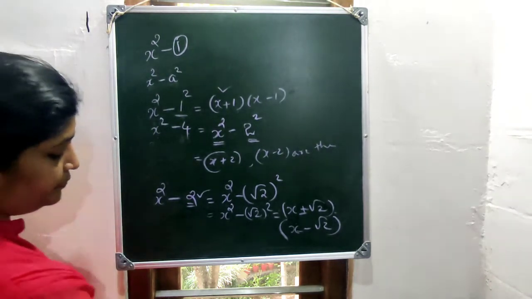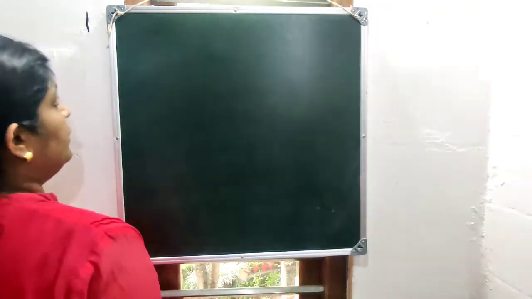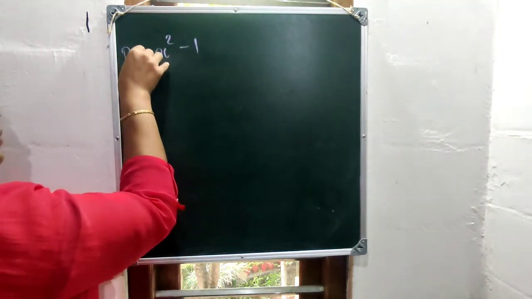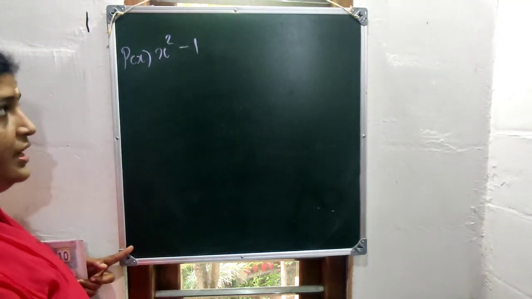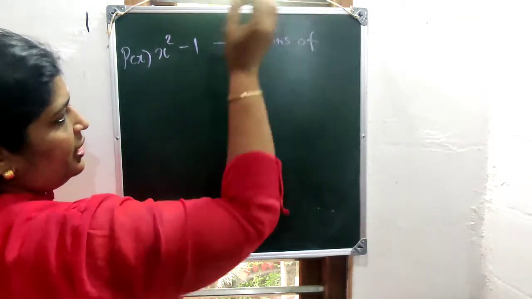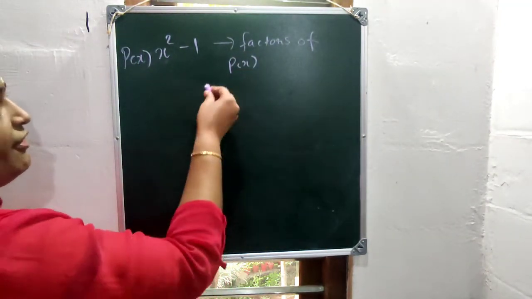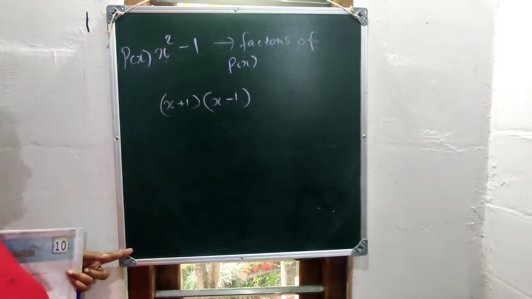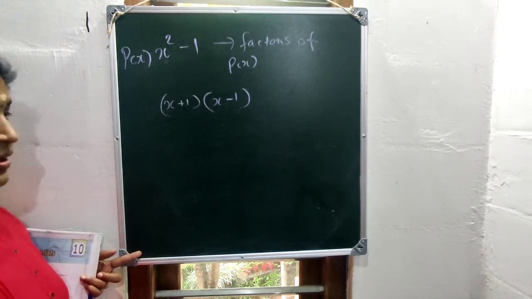Okay, so here we have a polynomial x square minus 1. I am going to take this polynomial as p of x. p of x is equal to x square minus 1. Then which are the factors of p of x? We know that for the polynomial x square minus 1, the factors are x plus 1 and x minus 1, right? x plus 1 and x minus 1 are the factors of the polynomial x square minus 1.